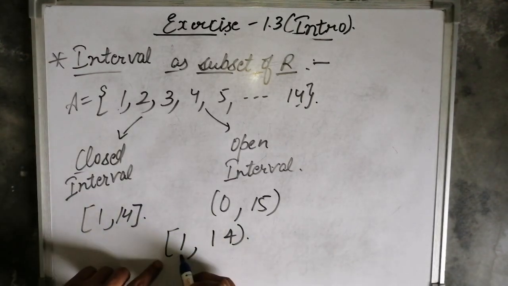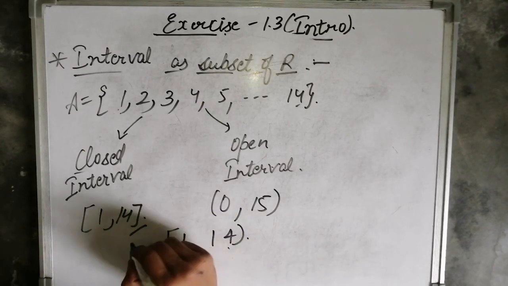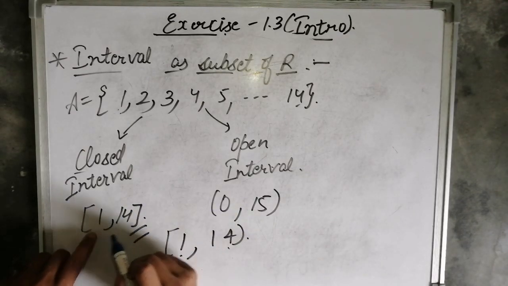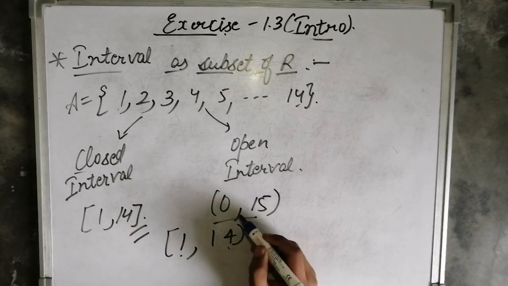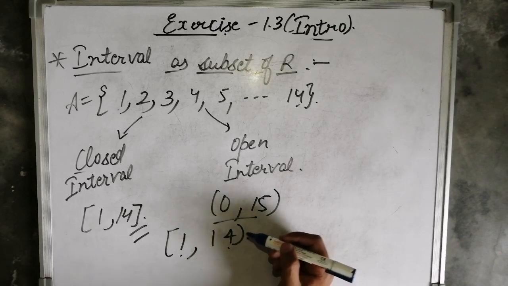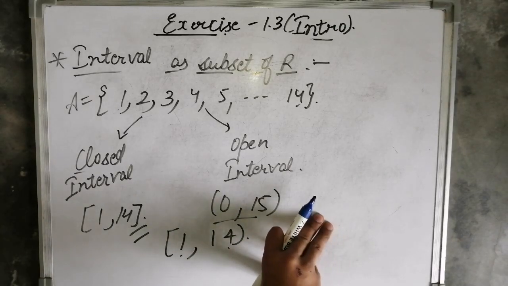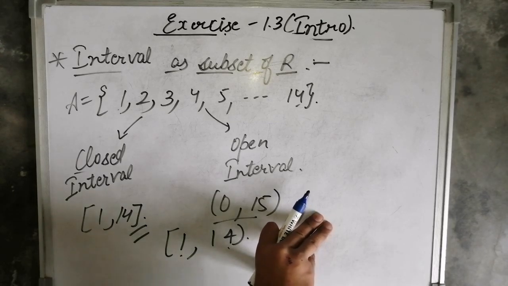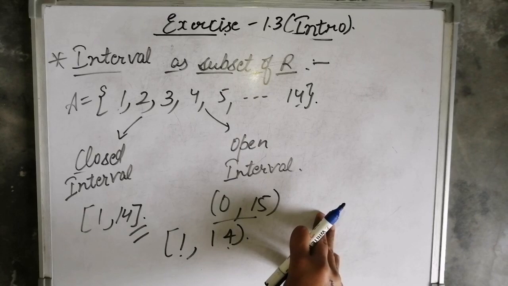It means that 1 is included and 14 is not included. In this bracket, the first, 1, is included and 14 is also included, and in this bracket neither of the two are included. Now moving to the further topic, which is power set. Before that, pause the video to note it down.